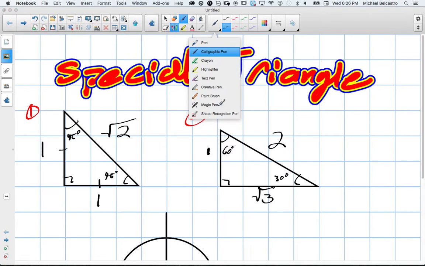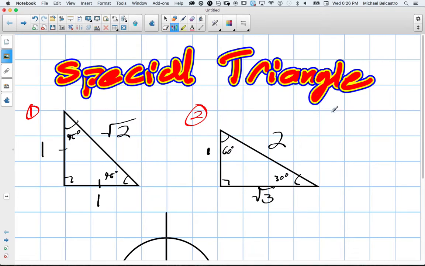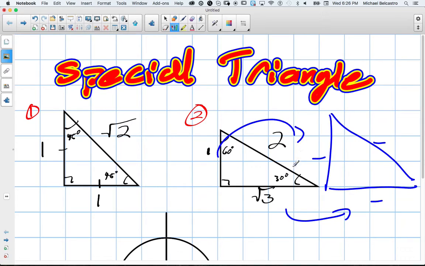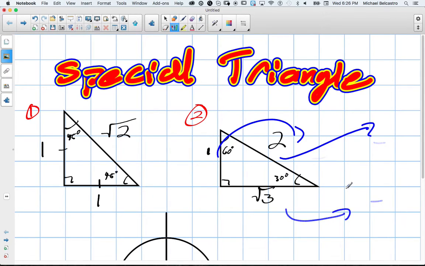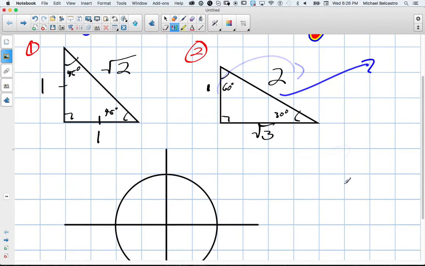Now, these are just ratios. If you recall doing similar triangles in grade 10, you can find triangles with the exact same angles with different side lengths, but there'll be a ratio of these side lengths. And we're going to talk about those special similar triangles that do that.